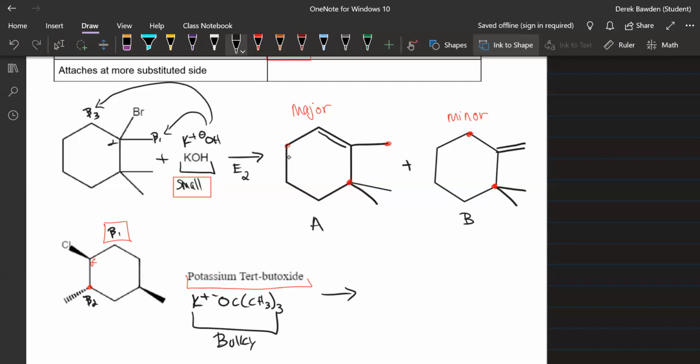So our chlorine leaves, and our major product is with the double bond there. Any questions on that one? Cool. Carrying on.